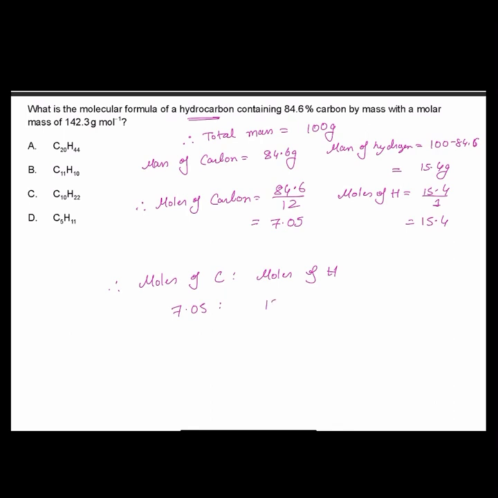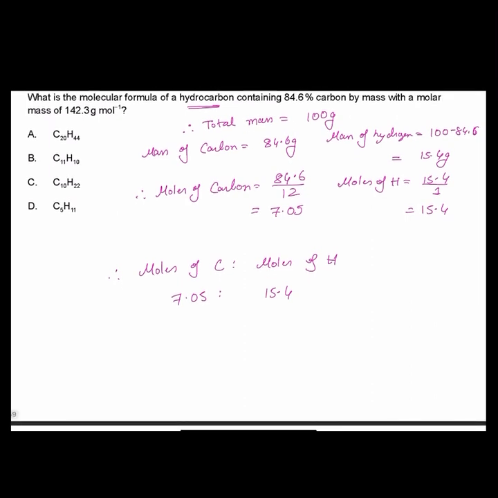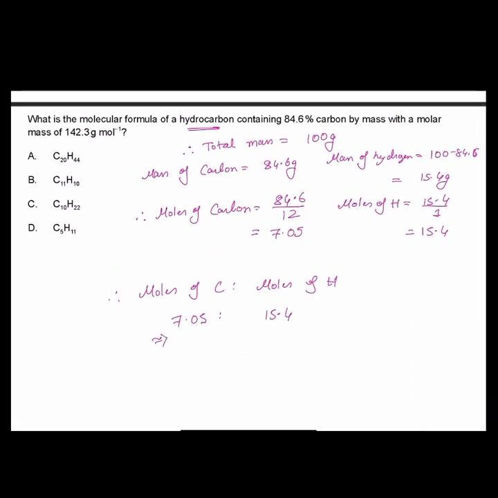7.05 is to 15.4. Now we know that 15.4 is divisible by 7. So 7 times 2.2 approximately gives you 15.4. But we have 7.05 on this side, so I'll approximate 7.05 as 7. It will be 7 is to 15.4. Now if I divide both sides by 7, I'll get 1 is to 2.2.